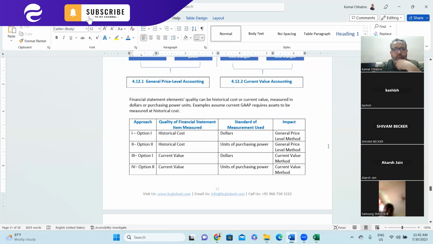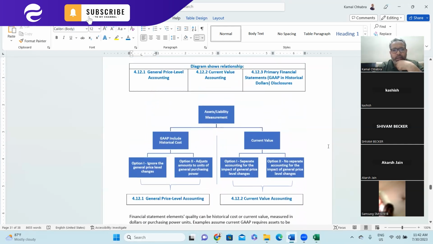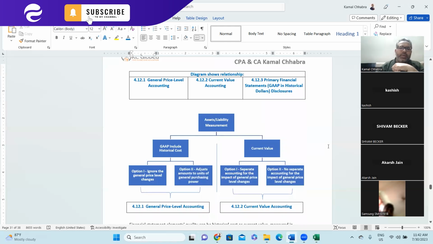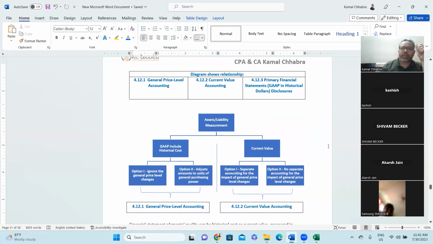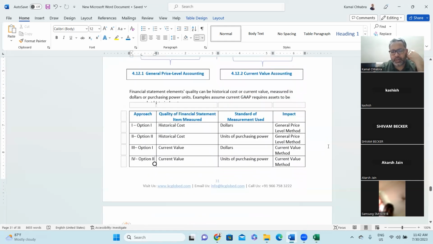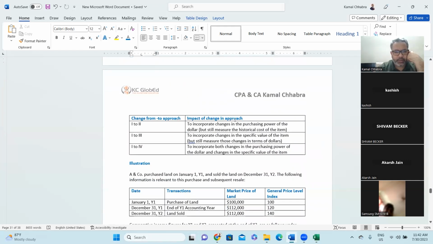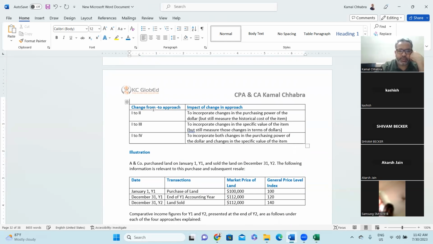Cool. Okay, so at a high level we understood what is general price level accounting and what is current value accounting. Now let's understand more in detail about general price level accounting and its impact. And then one more thing, if there is a change in approach from 1 to 2, 1 to 3 or 1 to 4, then what will be the impact of the change in approach?